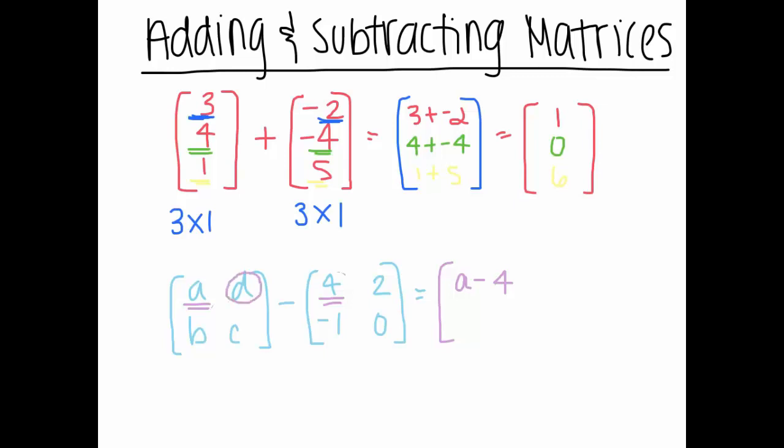Next, we have D and 2, so we're going to subtract those. Next, we have B minus a -1. Now if you recall, when you subtract a negative, that's the same as adding. So here we're going to write B plus 2. And in our last spot, we're going to have C minus 0. Now C minus 0 is not going to change the value of C, so we're going to write C.